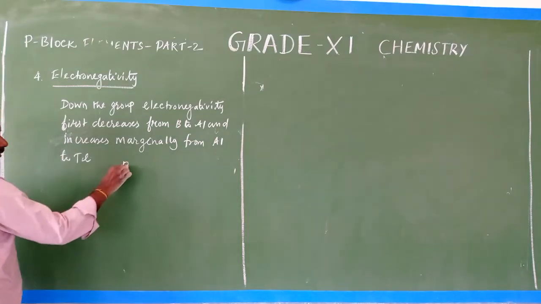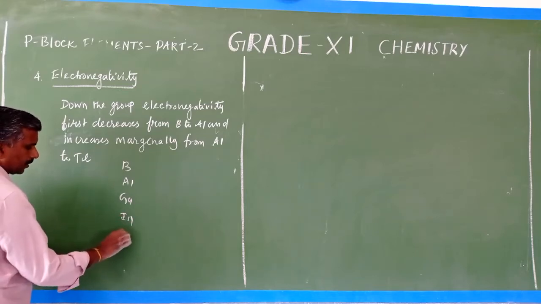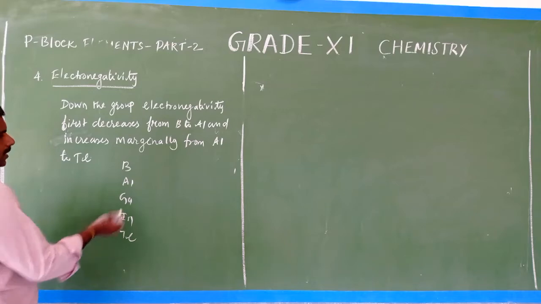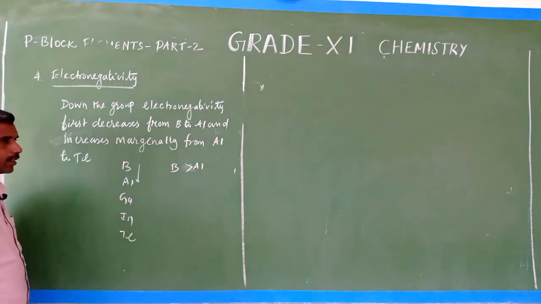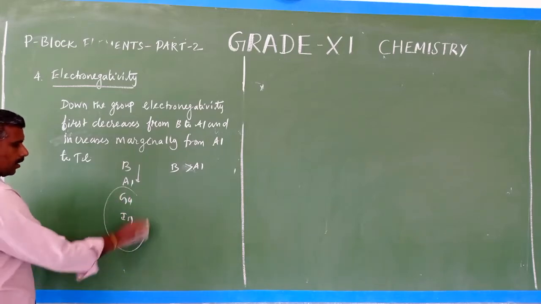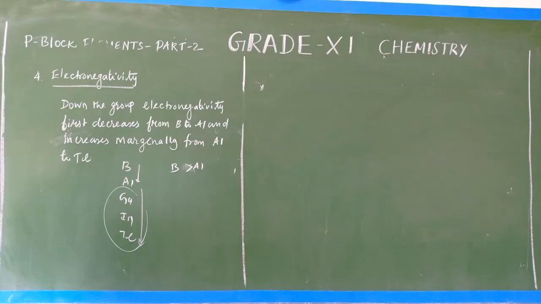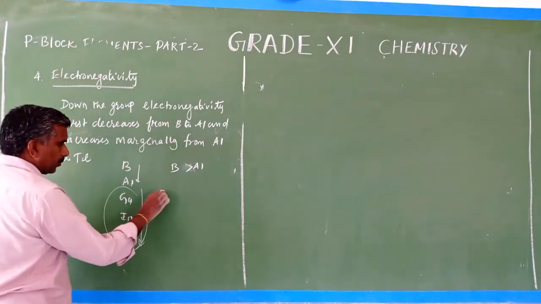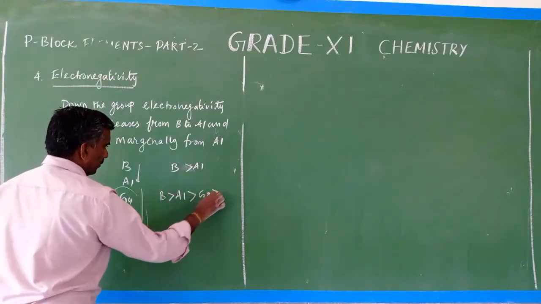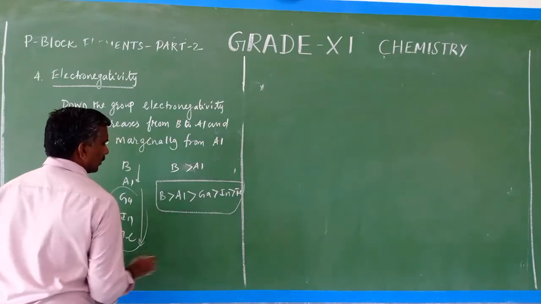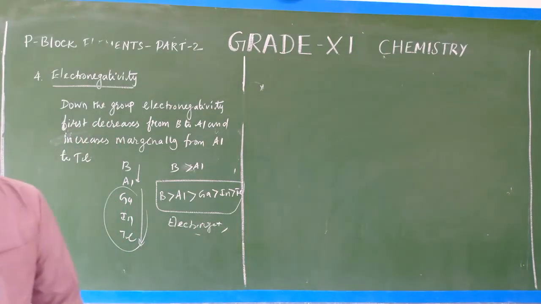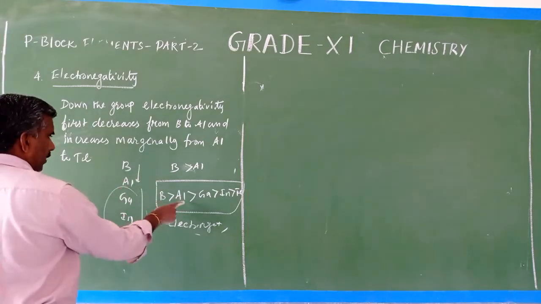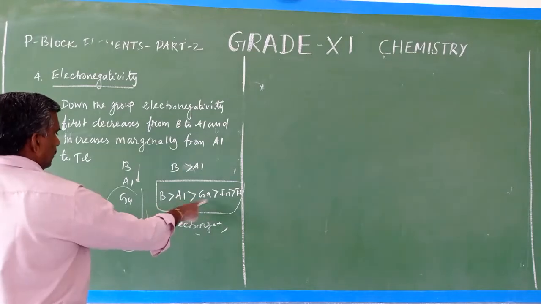So down the group, boron, aluminum, gallium, indium, thallium, electronegativity first decreases, from boron to aluminum. Aluminum is less than boron, and then it increases from aluminum to thallium. This is the electronegativity of group 13 elements. Boron is higher than aluminum.